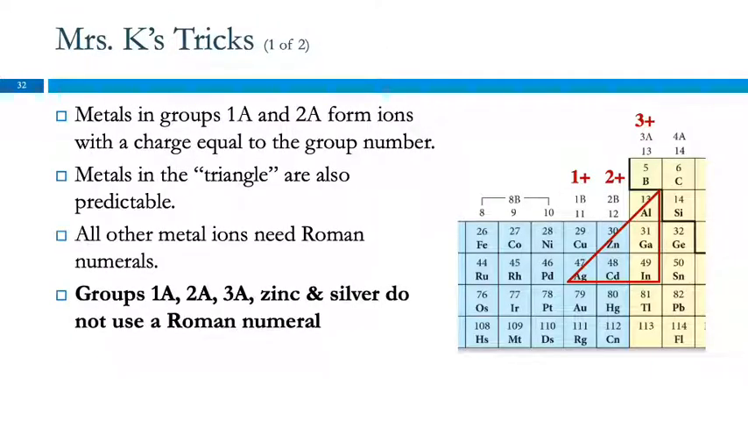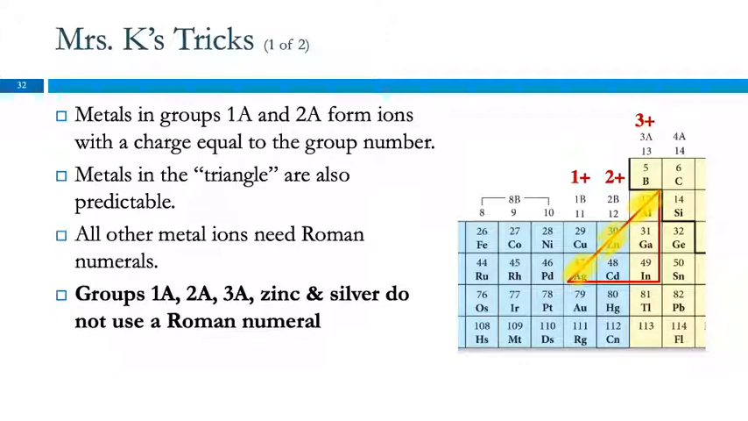So here's some tricks to help you remember all of this stuff. Metals in group 1A and 2A form ions with a charge equal to their number. And metals in this triangle are also predictable. So in group 3A, we've got these 3 that form 3+. And then over here, there's 2 that form 2+, and 1 that is 1+. Makes a triangle. The ones in this triangle that you need to remember are these 3. The others might come up, but they won't show up on an exam.